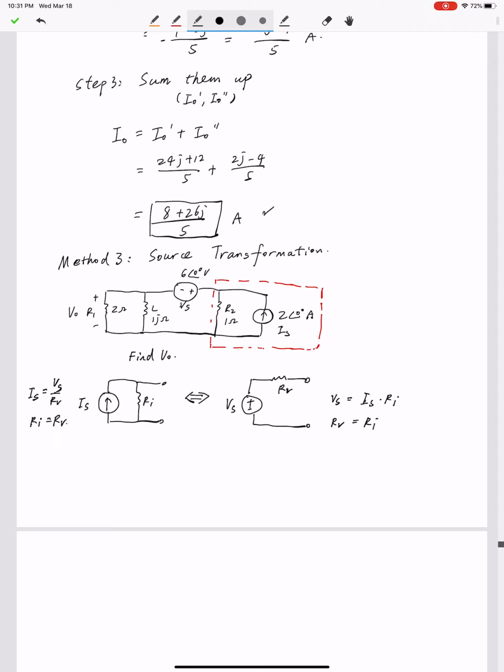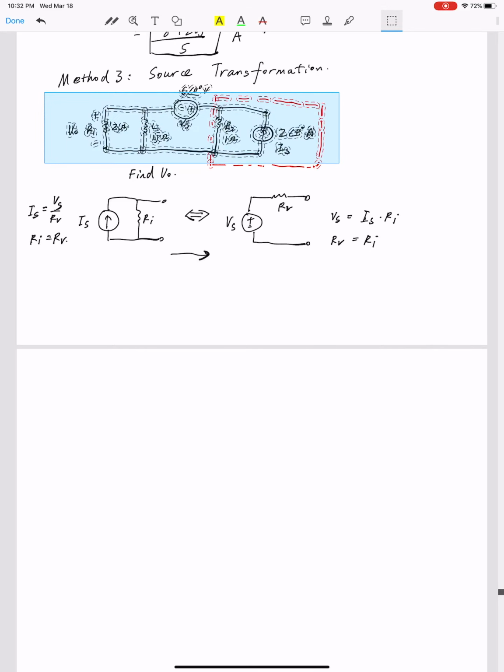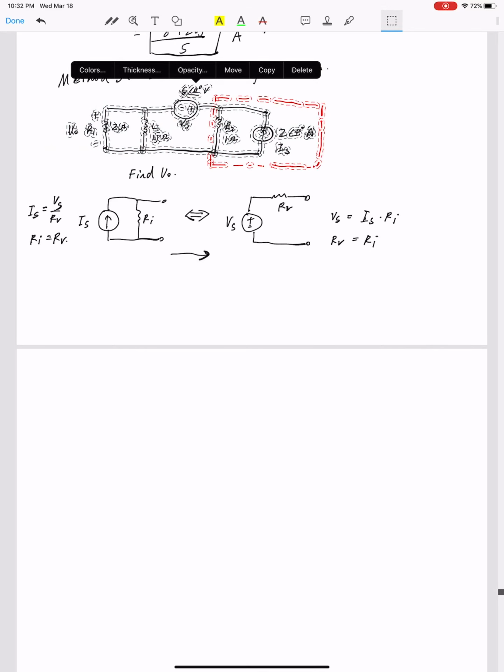In this circuit, we're going to use the transformation from the left-hand side to the right-hand side. Let me copy this circuit, therefore I don't need to redraw it.